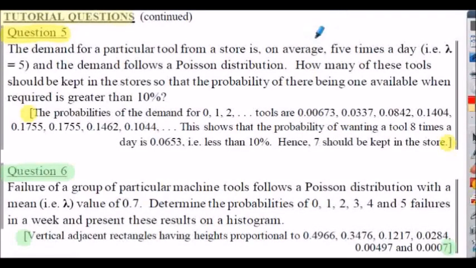What was actually required to be found. It's a stock control problem and essentially relates to how many of the tools should be kept in the stores so that the probability of there being one available when required is greater than 10%.